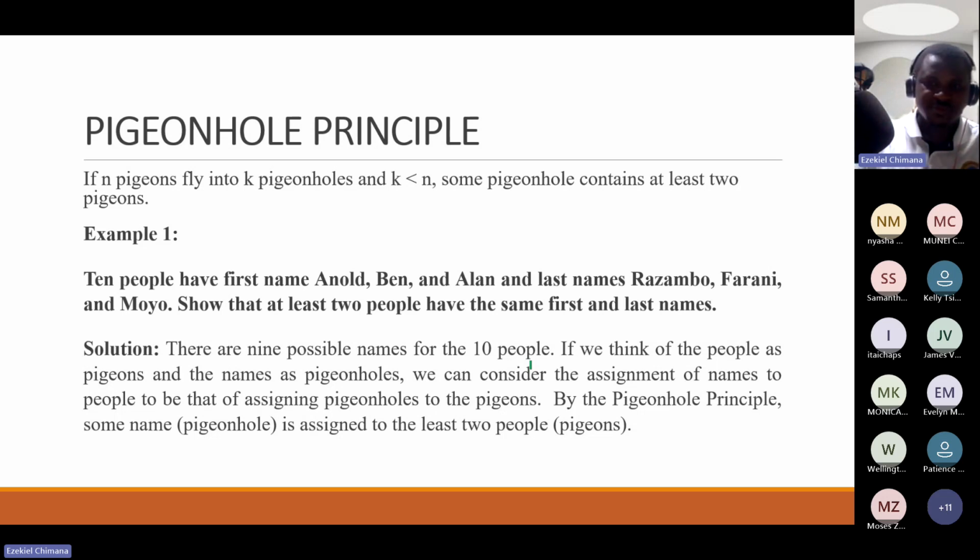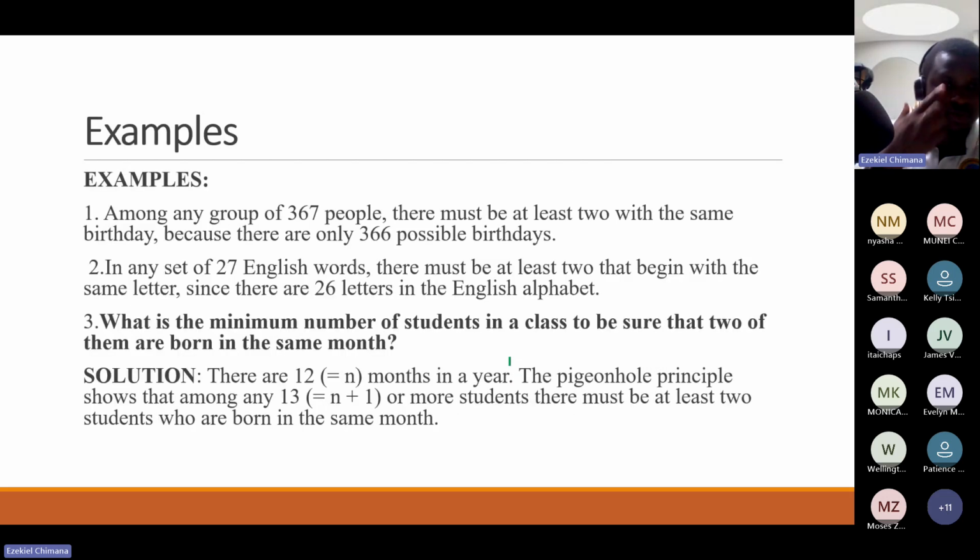So if we think of the people as pigeons and the names as pigeonholes, we can consider the assignment of names to people to be that of assigning pigeonholes to the pigeons. So by the pigeonhole principle, some name, which are the pigeonholes, is assigned to at least 2 pigeons. So by the pigeonhole principle, you have actually shown that at least 2 people will have the same first name and last name, just like that. So that's how you prove that.